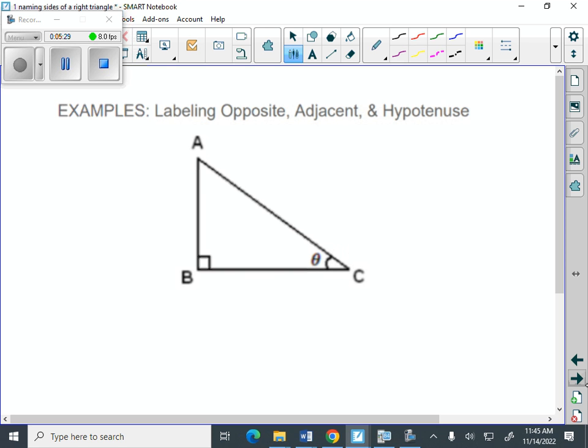So example number one, which doesn't have a number by it, but if you look at the right of our examples down here, we're just labeling the opposite, the adjacent, and the hypotenuse. Again, start with the right angle. Here's the hypotenuse. Our theta is already in one angle of our triangle, and going across from there is the opposite, which means that our third side is the adjacent.